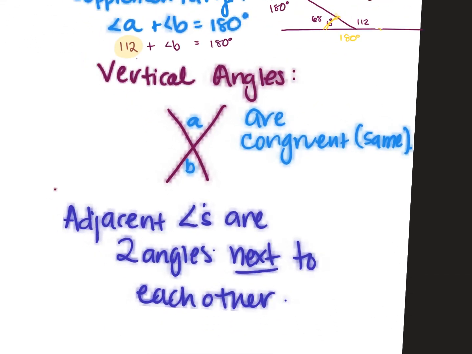Vertical angles, quick reminder, this one's a simple one. If I give you angle A, do you know what angle B is? By the property of vertical angles, whatever A is, they are congruent, so they're the same. So if I say angle A is 37.3 degrees, well then angle B should be 37.3 degrees.